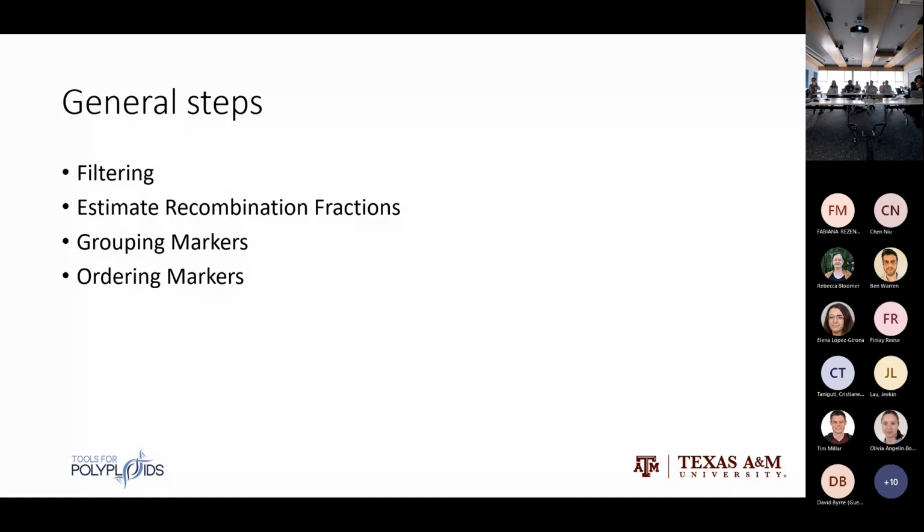After you get your data, if it's GBS data, it would be out of Chris's pipeline, or in the future, some of these linkage mapping software on the polyploid level will be able to take what MCHAP can output. Right now, I don't think that probably can do multi-allelic yet. So we're going to do some filtering, then we're going to estimate the recombination fractions between the markers, and then grouping markers, ordering markers. Those are the general steps of linkage mapping.